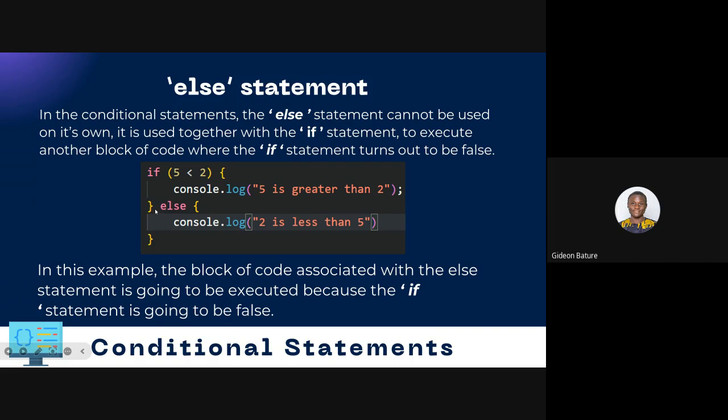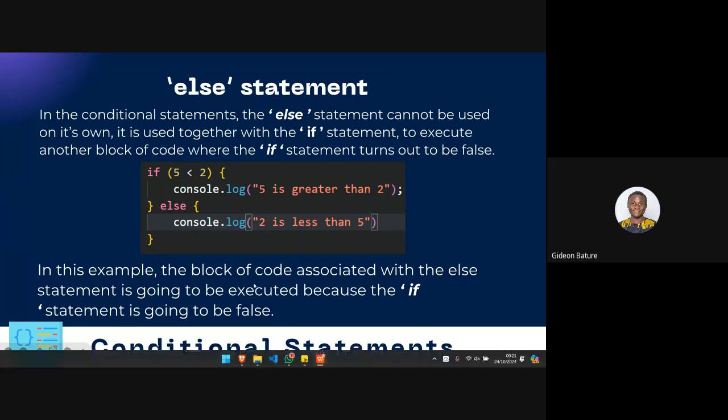So when we now add an else, the else will be the one to test for when this condition is not true. So for this particular code snippet, what we are going to be expecting is 2 is less than 5. Why? Because this statement is not true. So since it's not true, the if cannot execute it.